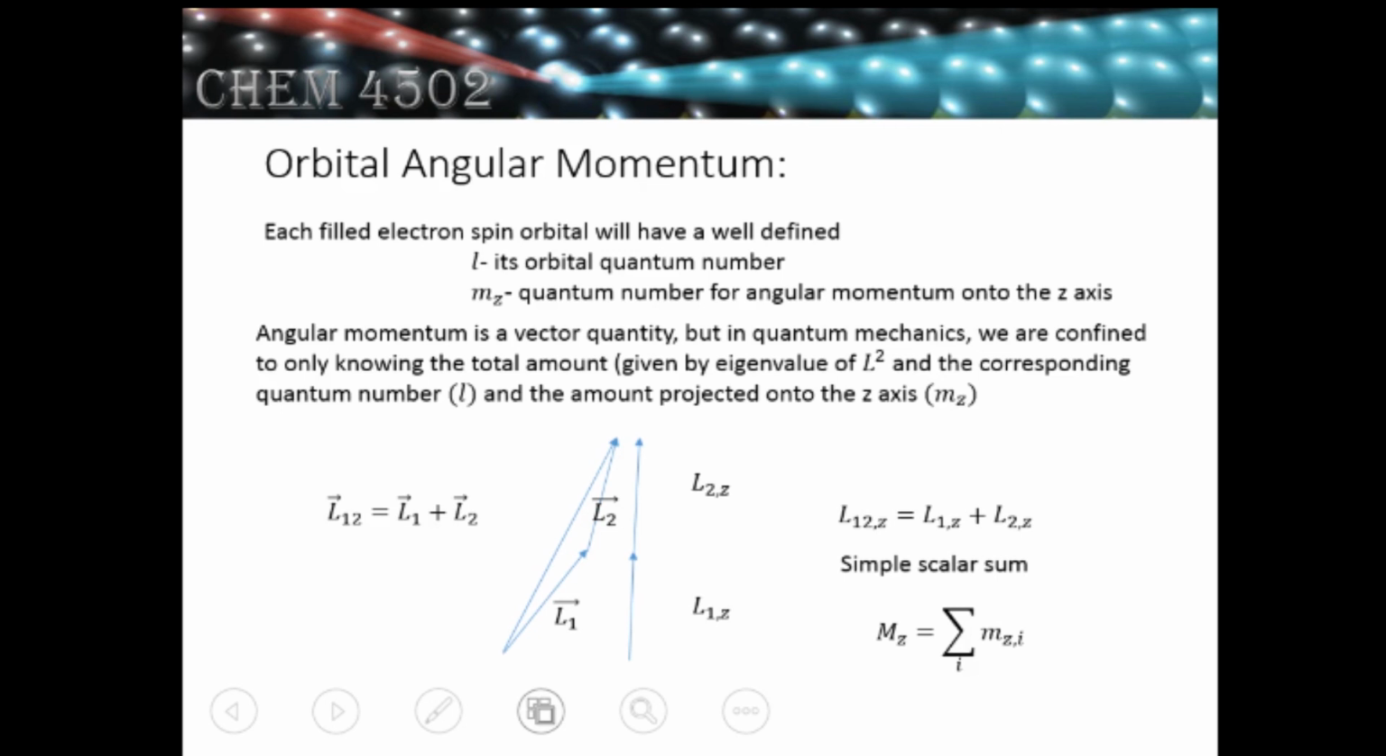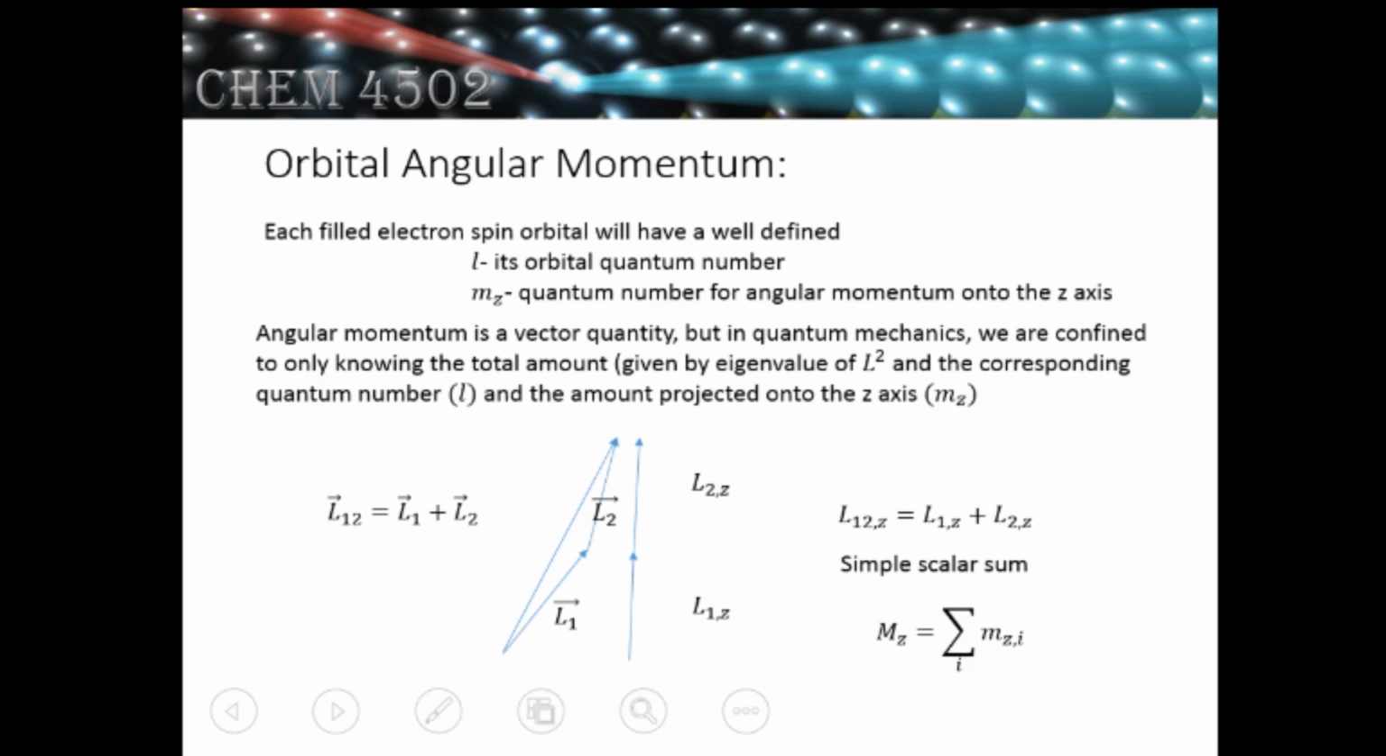If we just have two orbital angular momentum, electrons in two different orbital angular momentums, they can point in the same direction, or they can point in opposite directions, right? And remember, in quantum mechanics, there's some uncertainty when we deal with orbital angular momentum or angular momentum in general, right? We can only know two different quantities. First, we can know the magnitude of the angular momentum, and we can know how much of it projects onto the z direction.